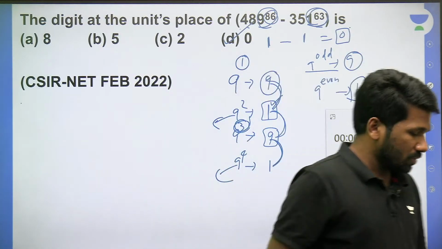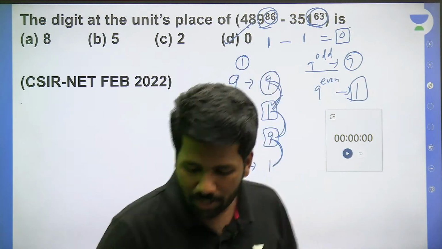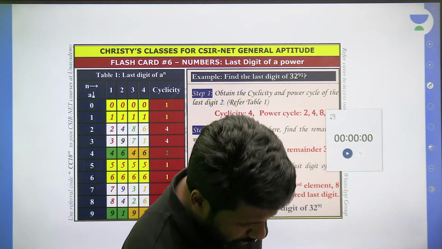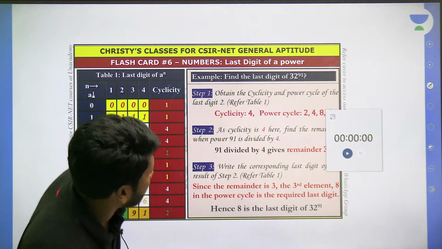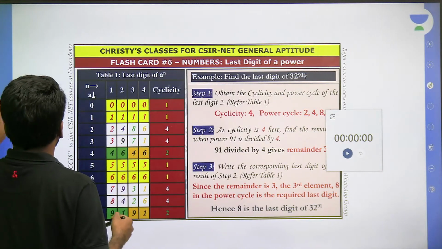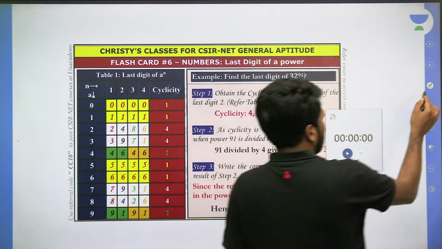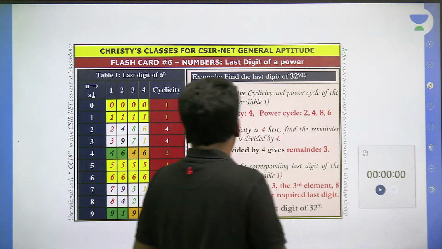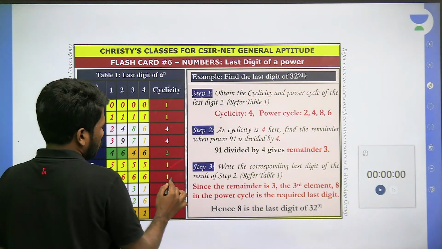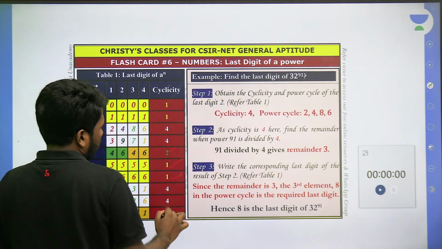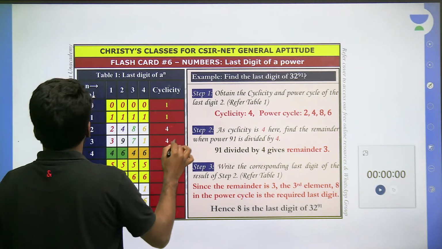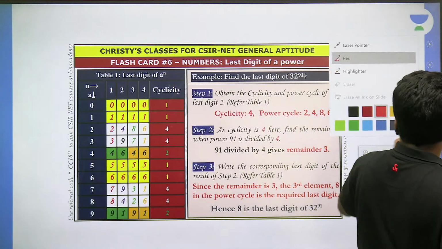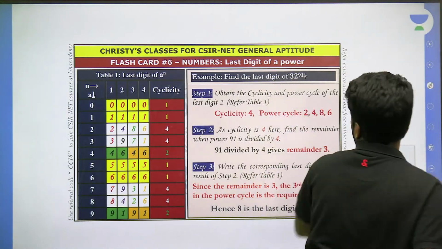Super easy. Or if you want to learn more about it, this flashcard summarizes everything related to what I told you now. 9 and 1 only we discussed, but for other numbers also there is a power cycle. The same way you can obtain it. There are power cycles with cyclicity 1, cyclicity 2 and cyclicity 4. The cyclicity 4 case is a little time consuming. That also I have taken in detail in the previous dedicated YouTube live for that.